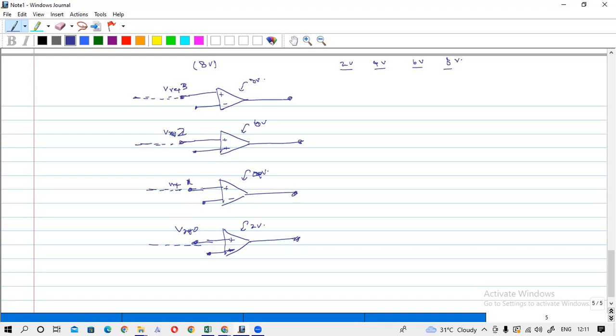And what is the voltage level you should give here? What is the reference voltage you should give here?